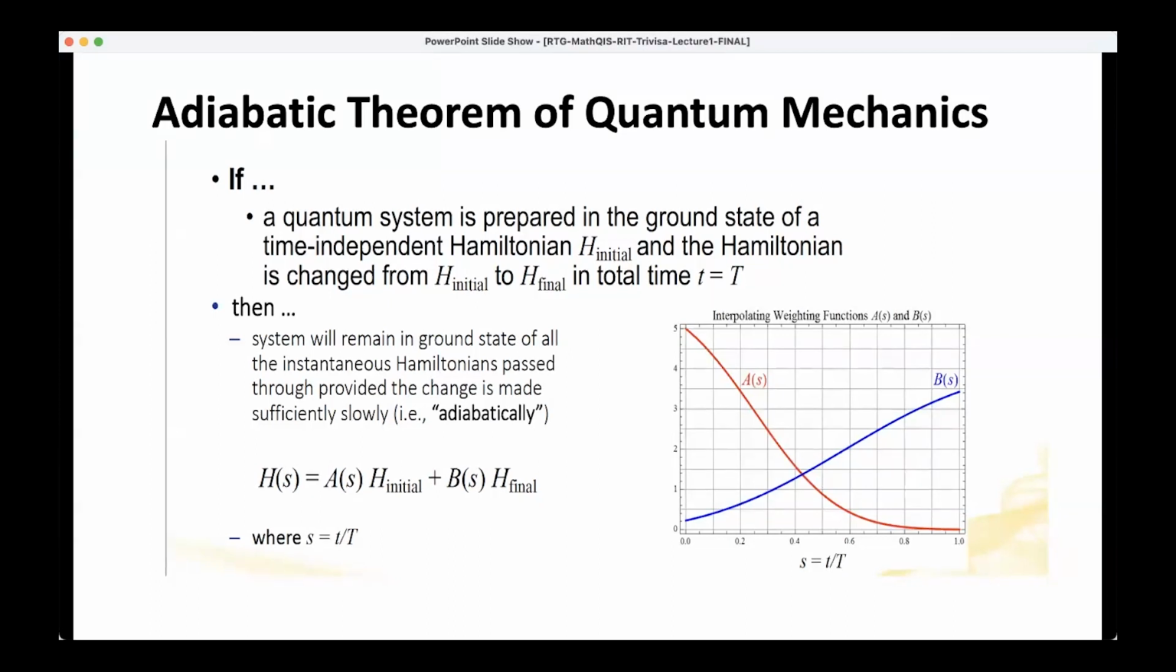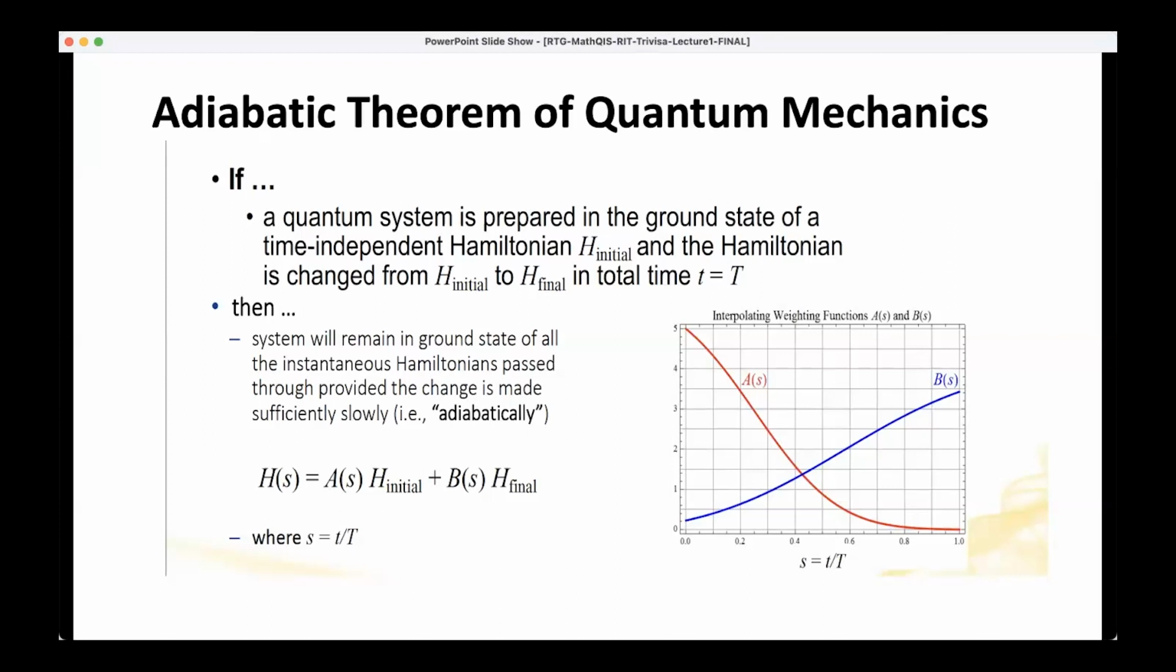So the adiabatic theorem of quantum mechanics says that if a quantum system is prepared in the ground state of a time-independent Hamiltonian H initial, and the Hamiltonian is changed to H final in some time, then the system will remain in the ground state of all the instantaneous Hamiltonians passed through, provided that the change is made sufficiently slowly. And this is the nature of the word adiabatic.